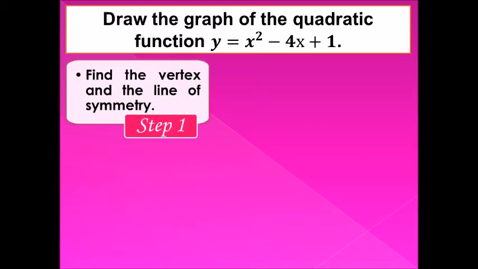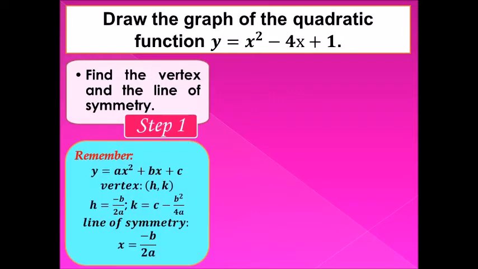The first step is find the vertex and the line of symmetry. Remember that if the quadratic function is written in the general form, the vertex can be found using the formula for h and for k. h is equivalent to -b/2a and k is equivalent to c - b²/4a. The line of symmetry can be obtained using the equation x = -b/2a.